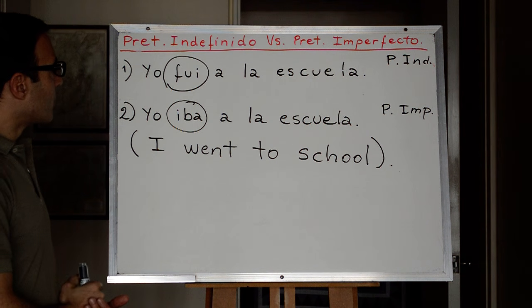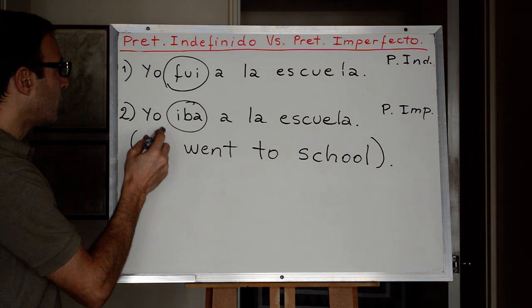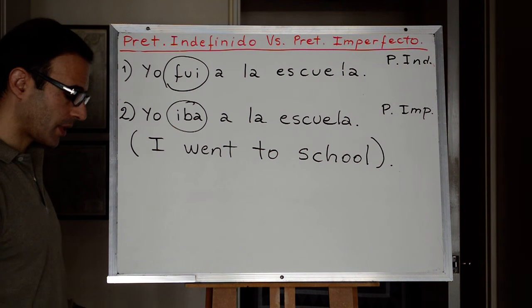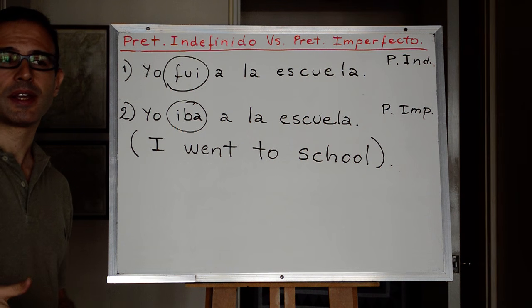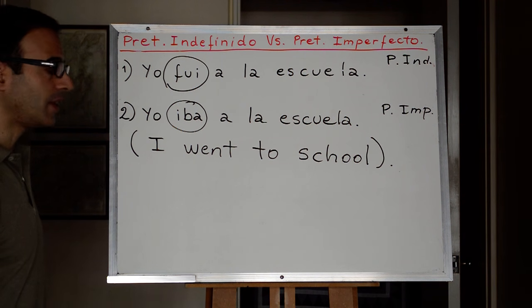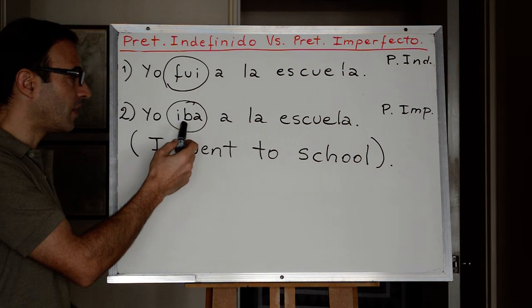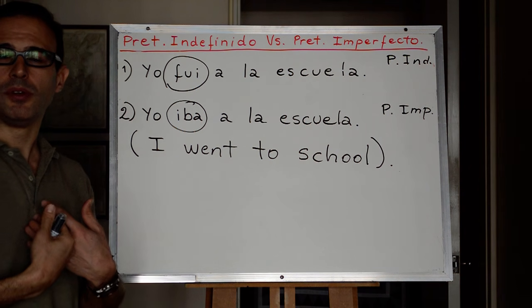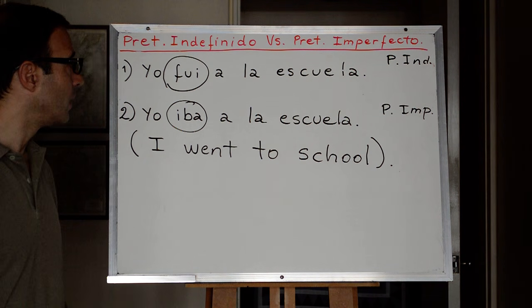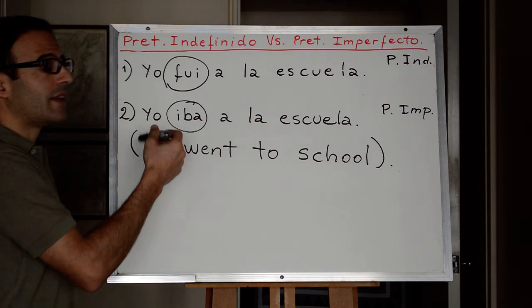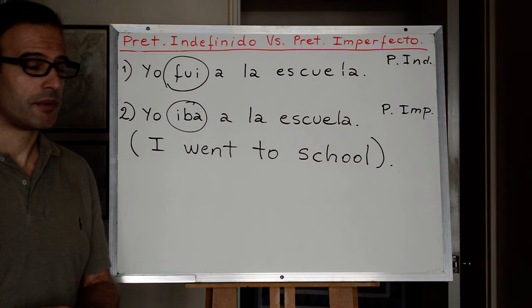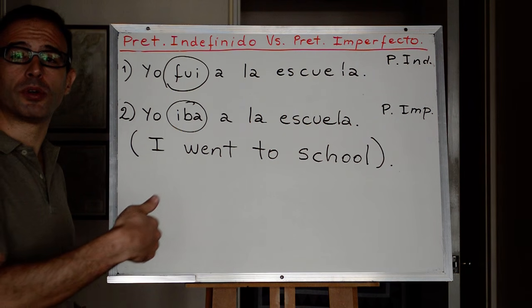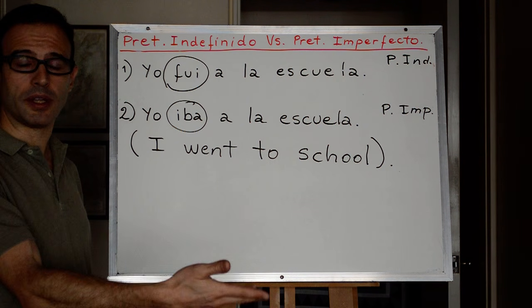So, both mean I went to school. However, this one, iba a la escuela, Preterito Imperfecto, is also used in a sense of like, I used to go to school, right? Something that suggests that this has changed. For example, let's say I'm a student and I go regularly to school, right? And I want to say that I went to school yesterday, right? So I say yo fui a la escuela. I went to school, right? Maybe tomorrow I will go again, the day after tomorrow, and the next week.